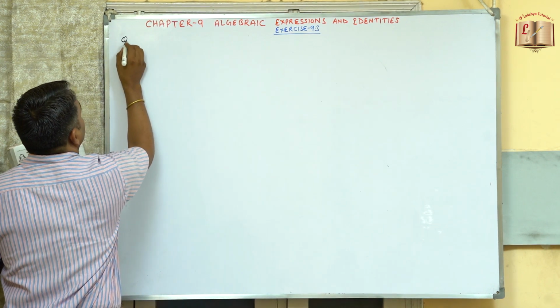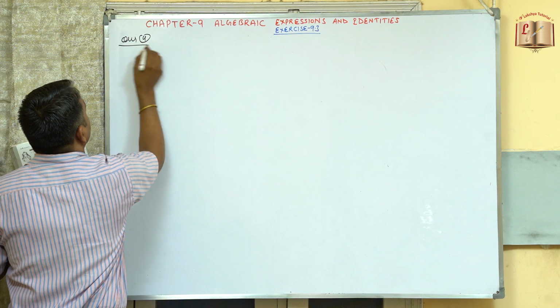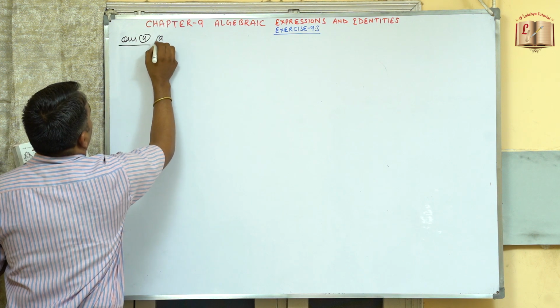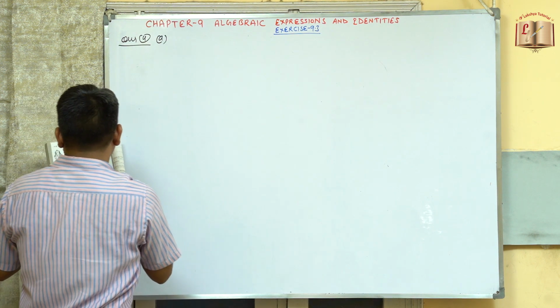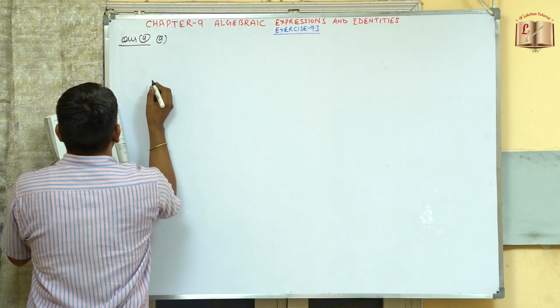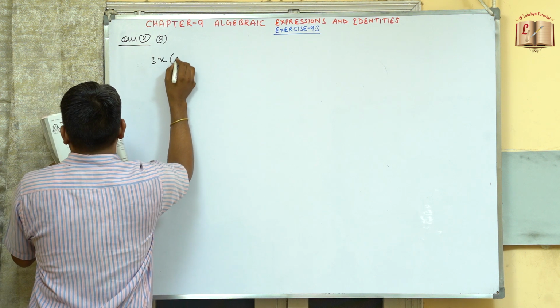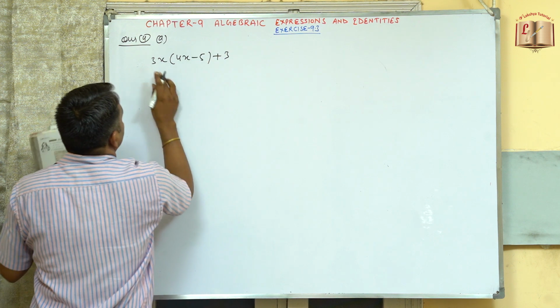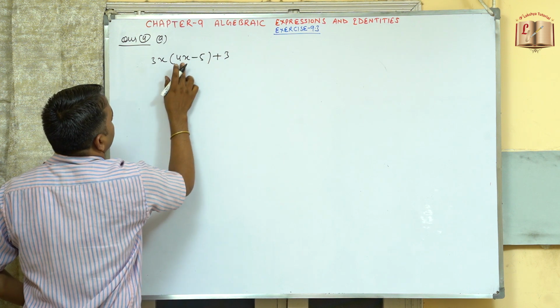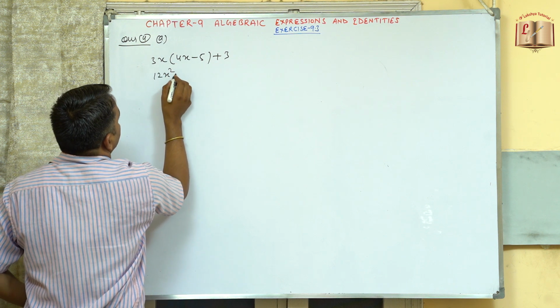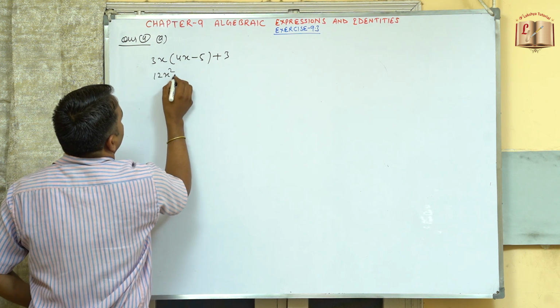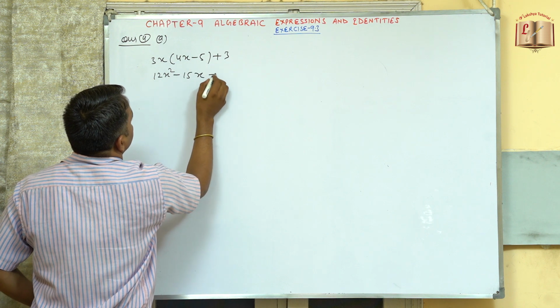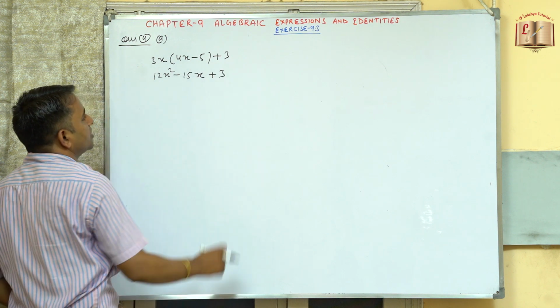Now coming to question number 4, part a. Simplify the following and find out the values. So the first one is 3x times (4x minus 5) plus 3. First of all we will multiply 3x into 4x, so this will be 12x square, 3x into 5, so this will be minus 15x, and plus 3. So this is now simplified.